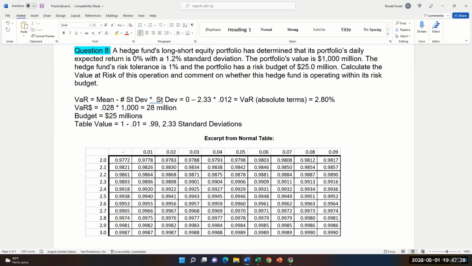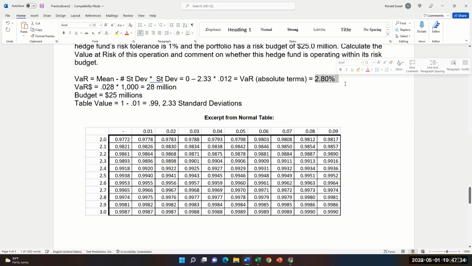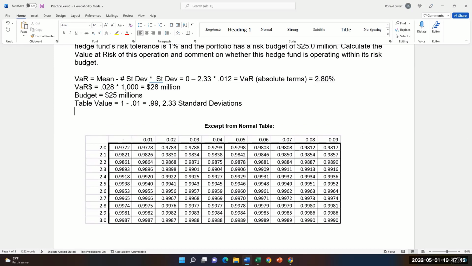Depends on how far out you round, but rounding to 2 places, the 280 is fine. It does go out more decimals than that, so if you go out further you might get 2796, but 28 million is fine. And then don't forget this last part. You need to say they exceed, or you can say the VAR exceeds the budget, so they are out of compliance and taking on too much risk.